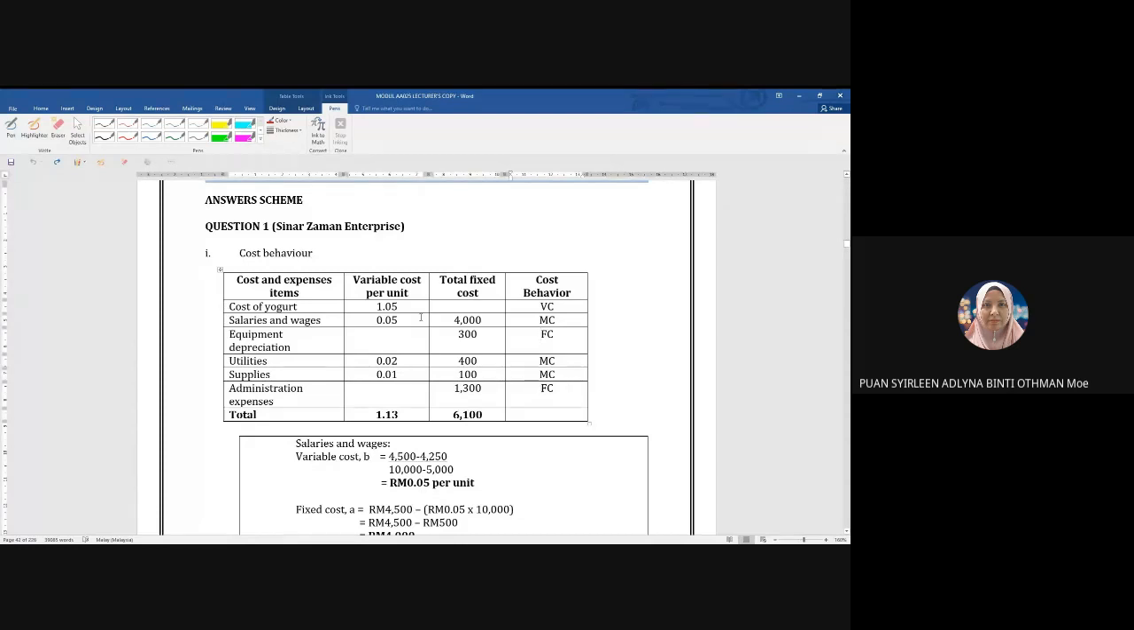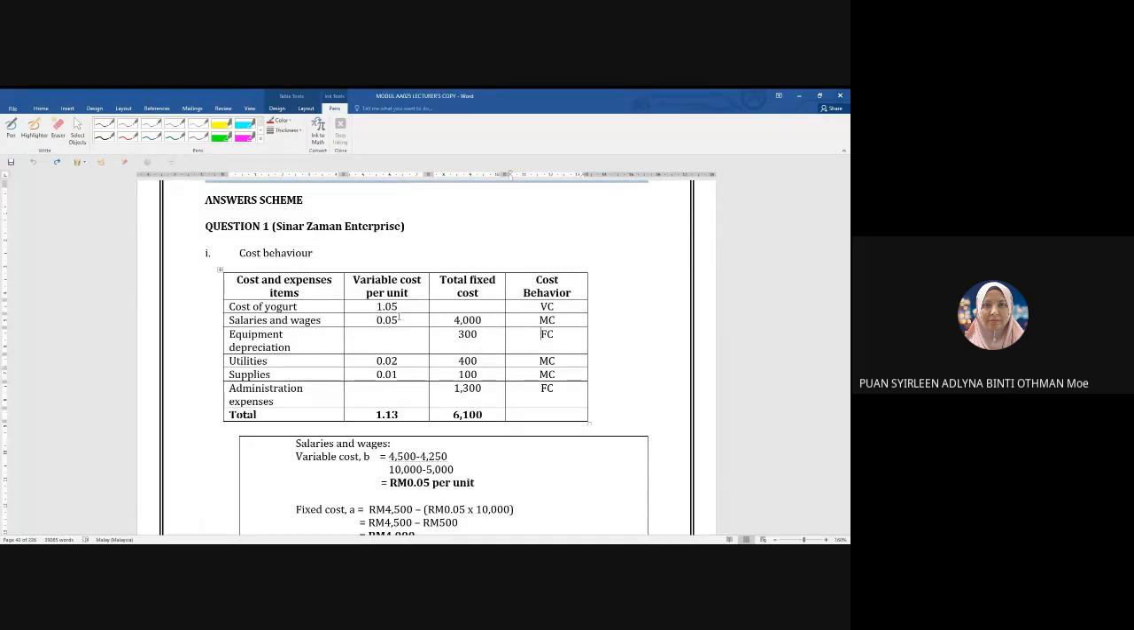As I mentioned earlier, when we get a question like this, the first thing you need to do, since now we have 3 levels, is take the highest and lowest, that will be 5,000 units and 10,000 units. The 8,000 you ignore completely. Looking at the 5,000 unit and 10,000 unit levels, there are figures that repeat, which are the equipment depreciation and also admin expense.